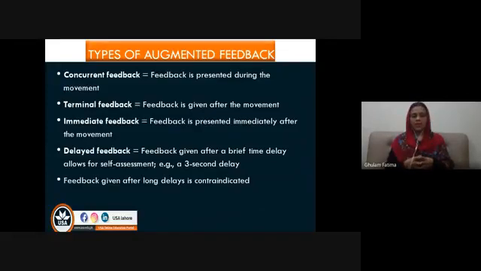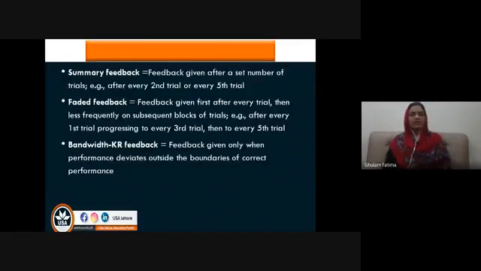So delayed feedback is given sometimes, and the purpose is to allow some time for self-assessment by the patient. So this is another type of feedback. Then we have summary feedback. This is a type of feedback where we let the patient try, like he will try 2 to 3 times, and after that we will give some feedback. In that, the patient will have a chance to correct the next performance.